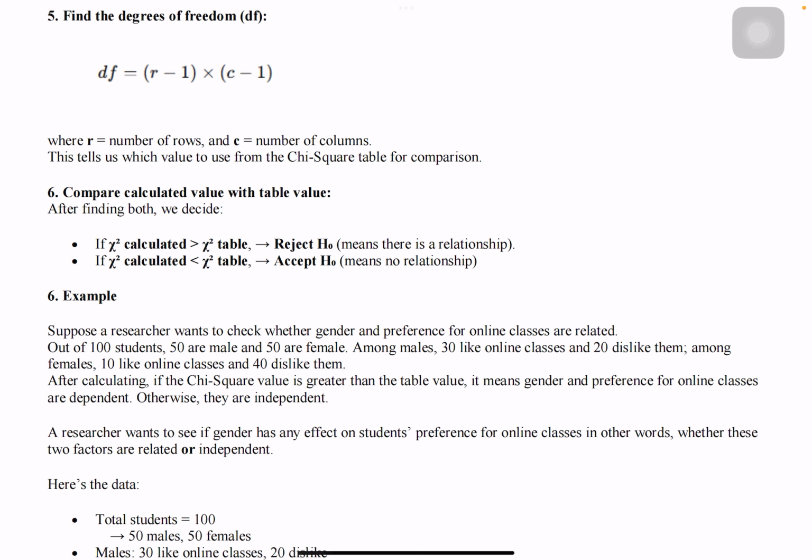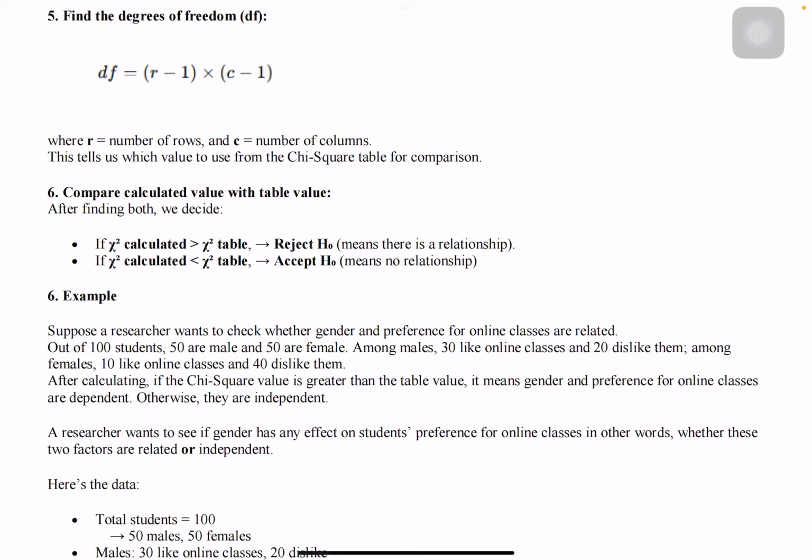Compare the calculated value with the table value. If calculated X square, which is chi-square, is greater than the table value, then reject H0, which means there is a relationship. If the chi-square calculated value is less than the table value, accept H0, which means no relationship, or we fail to reject H0.